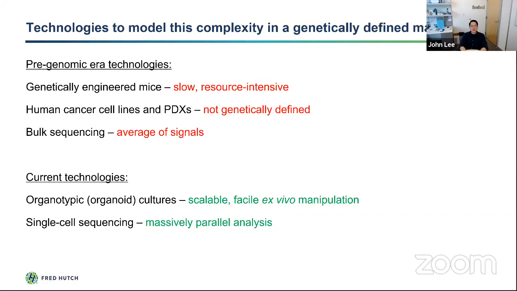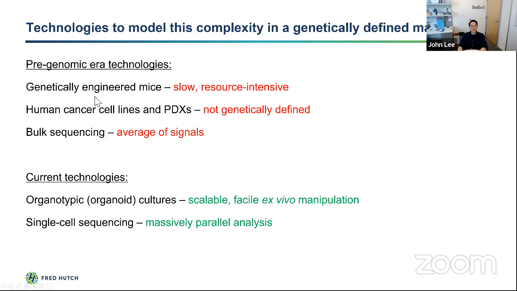Historically, the technologies that have been used to address this complexity in a genetically defined manner have included many pre-genomic era technologies. We've certainly relied upon genetically engineered mice for decades, the use of human cancer cell lines and patient-derived xenograft models, and then the use of bulk sequencing to characterize the genetics of these model systems. There are some issues related to these.